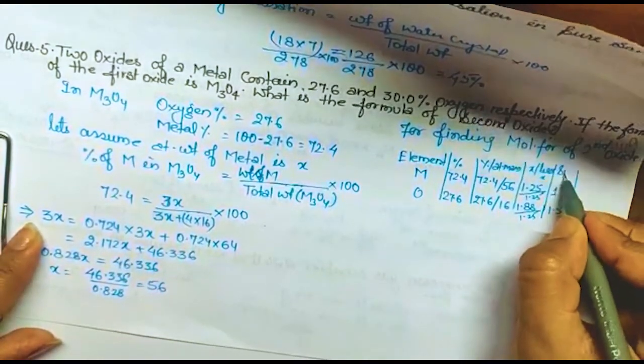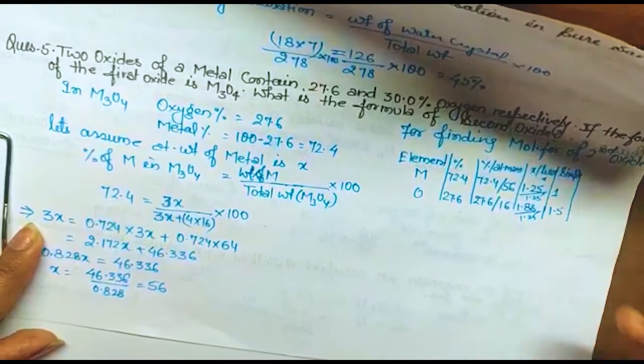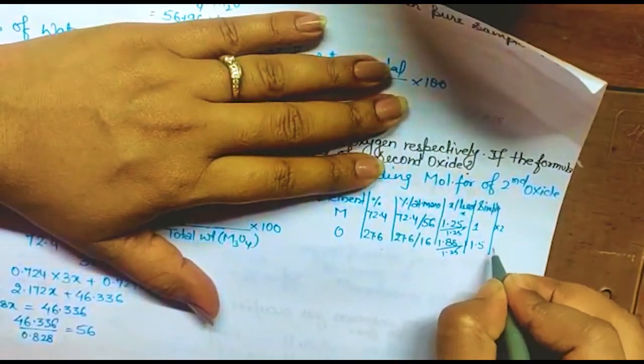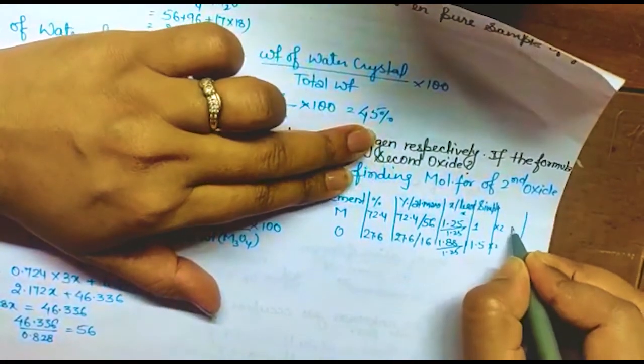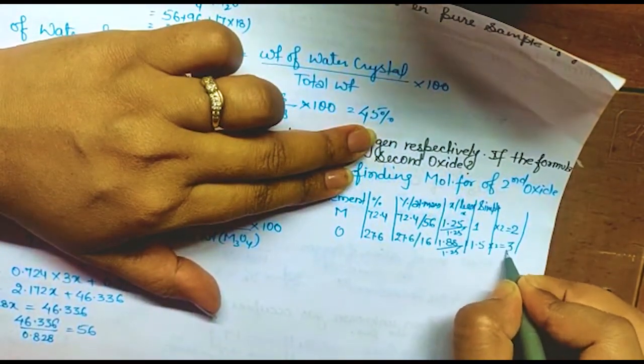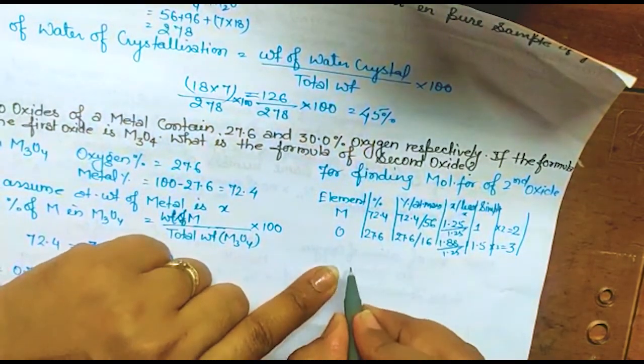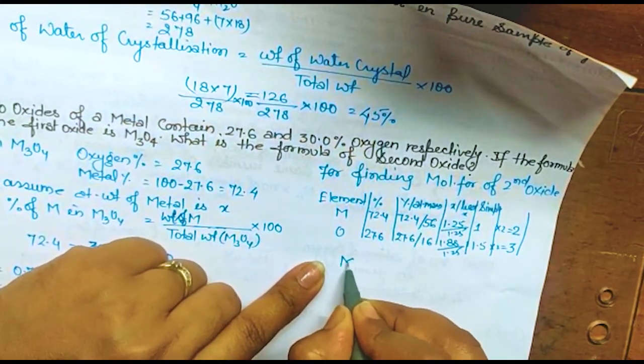So is it a simple whole number ratio? No. So how will you do it? You will multiply by 2. If we multiply by 2 in both, we'll get the simple ratio, 2 and this will be 3, isn't it? Clear?